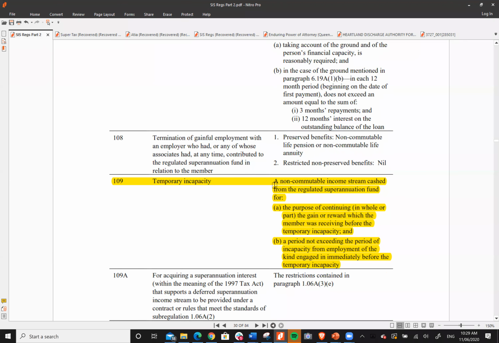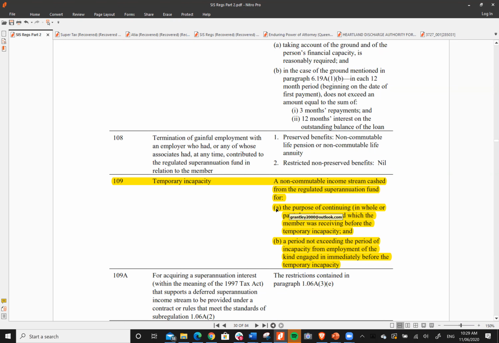This is important, we're going to go through this. It's a non-commutable income stream, and we're going to look at that. So that takes me back to the other regs. Isn't it good to have me as a guide? Otherwise you'd be completely lost. Cash from the regulated super fund. Cash just simply means that it's being paid out. It's an income stream, so you need to meet the conditions of that.